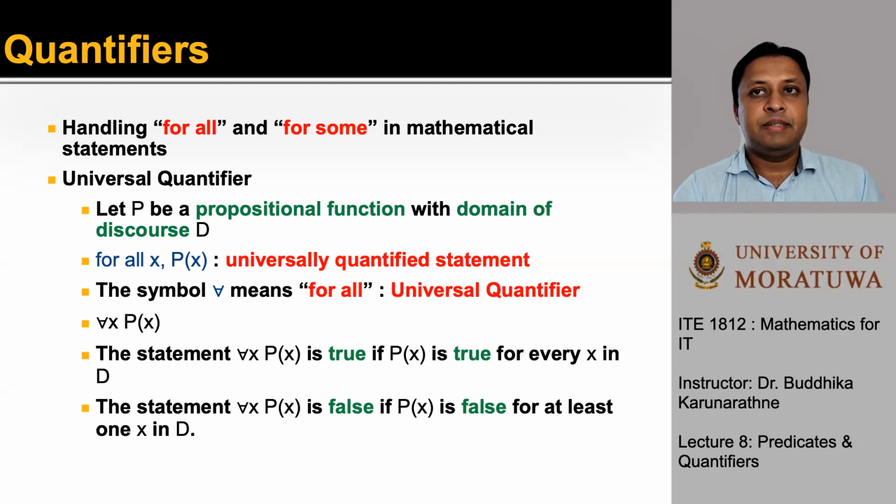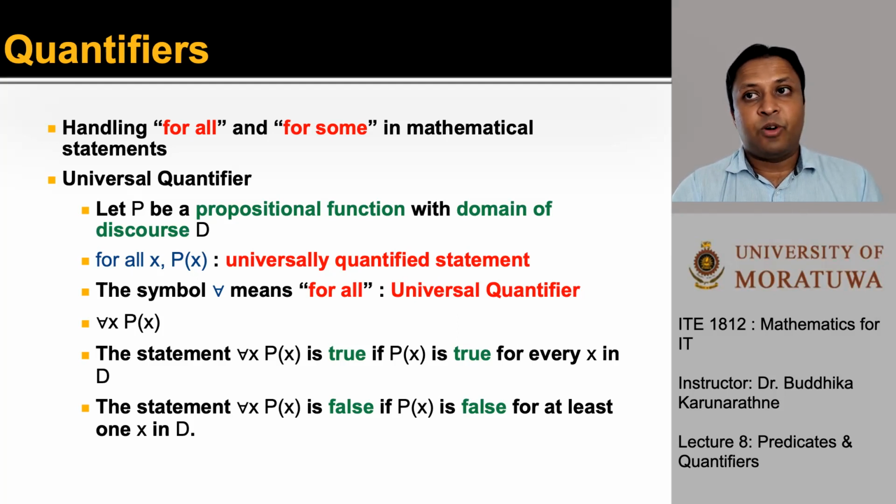Let P be a propositional function with domain of discourse D. If we say for all x, Px, this denotes a universally quantified statement. The symbol ∀ means for all, and it is called the universal quantifier. For example, for all x, Px is denoted using the notation for the universal quantifier.